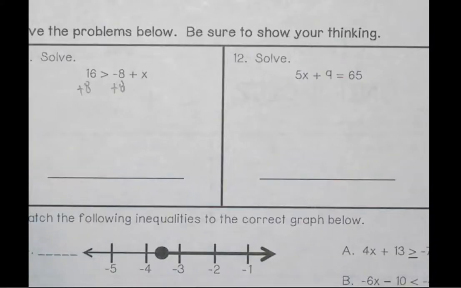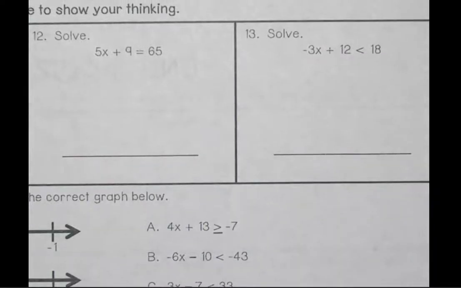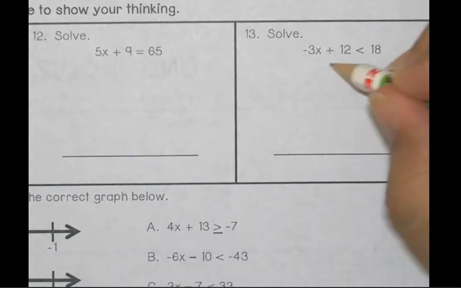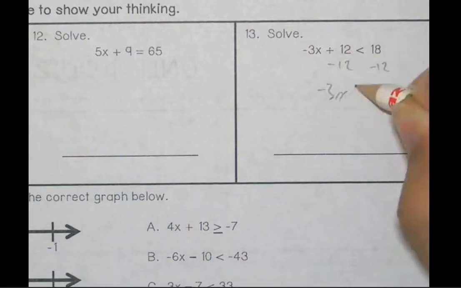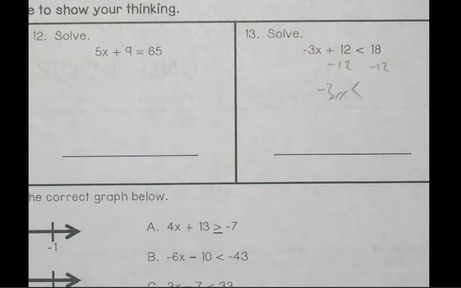12. 5x minus 9 equals 65. We already know how to do that. That's kind of the same thing we've been doing. And then the same here. So I'm going to subtract 12 from both sides. I'll have -3x is less than some number.